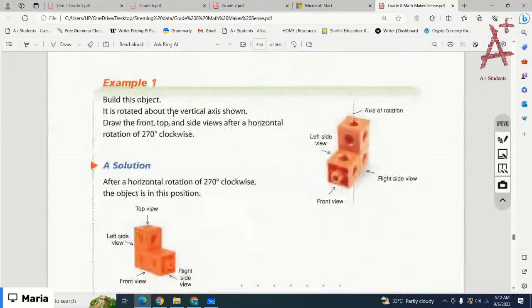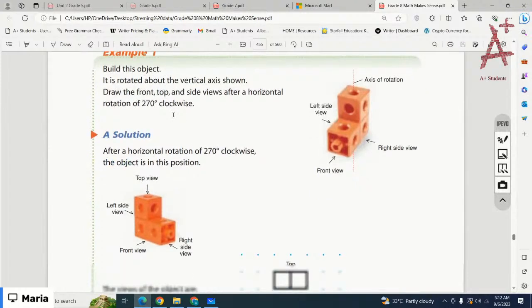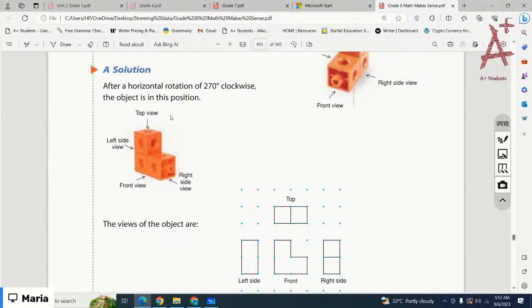Okay, build the object. It is rotated about the vertical axis shown. Draw the front, top, and side views for a horizontal rotation of 270 degrees. You have to rotate the image 270 degrees clockwise. So when you move 270 degrees clockwise, it would look like this. The views of the object are: this is top view, left view, front view, and right view.